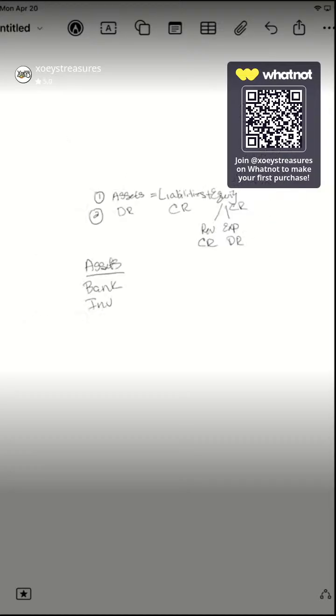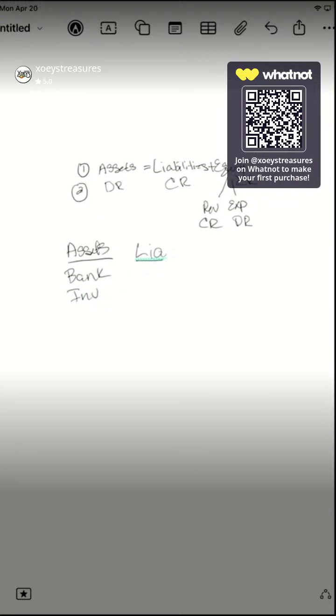Okay. And then we have liabilities. Liabilities are the things that you owe. So the things that you owe are things like credit cards and loans.